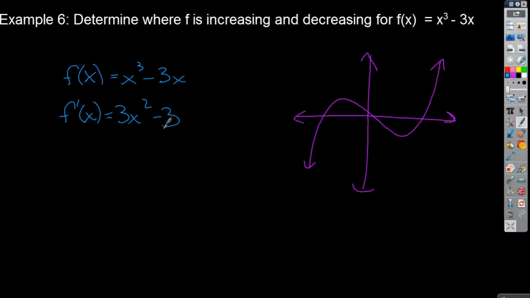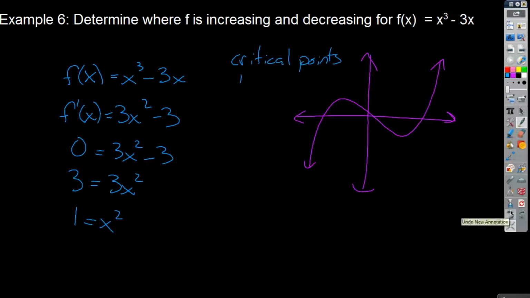I think the easiest way to solve this would be to find when it's 0, because we can't go from positive to negative without crossing the x-axis. So let's say 0 equals 3x squared minus 3. This will tell us our critical points like we talked about last class. 3 equals 3x squared. I can divide both sides by 3, and I get 1 equals x squared. That means my critical points are at plus or minus 1.